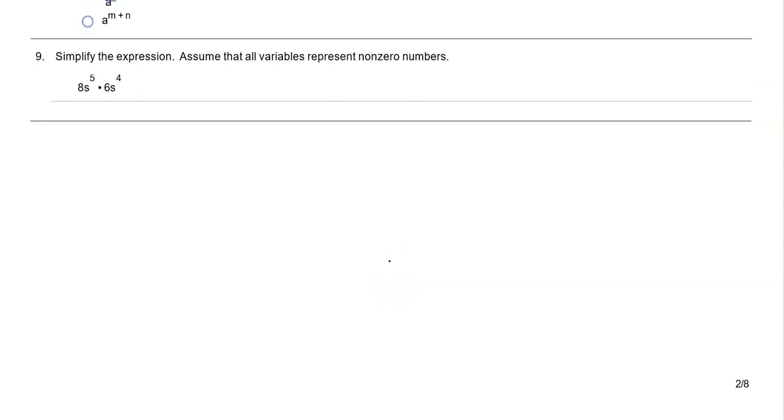For number 9, we're going to simplify the expression, and we're going to use the product rule in order to simplify it. The product rule states, when multiplying expressions with the same base, we keep the base and add the exponents.